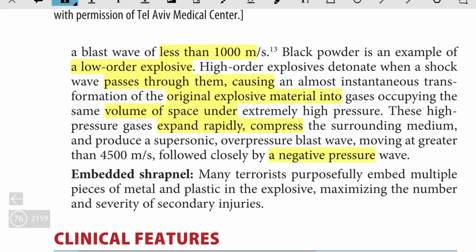Other factors include embedded shrapnel. Many terrorists purposefully embed multiple pieces of metal or plastic into the explosive, maximizing the number and severity of the secondary injuries. So this concludes this video.